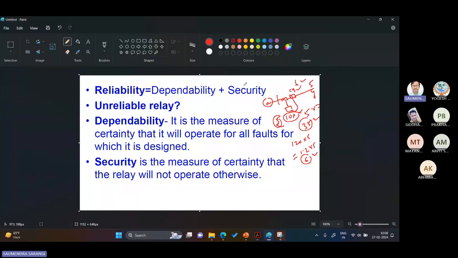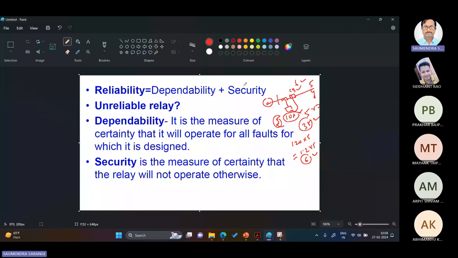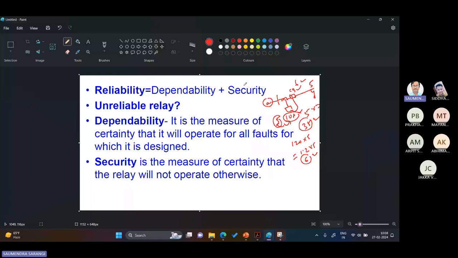So the load increases, quite obviously, in our system. It continuously increases, and when it increases above a certain value, it will trip. So our reliability will be hampered. We cannot supply electrical energy to the load. So for that reason, we always set the relay setting nearest to the load current.